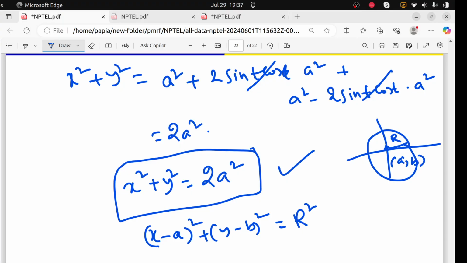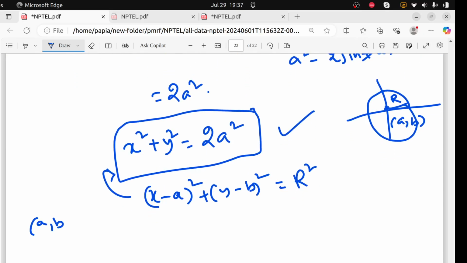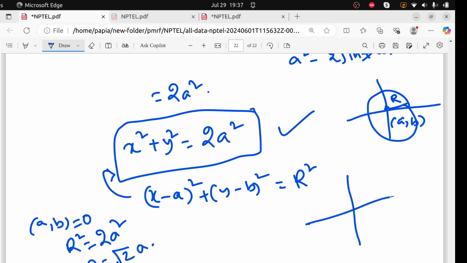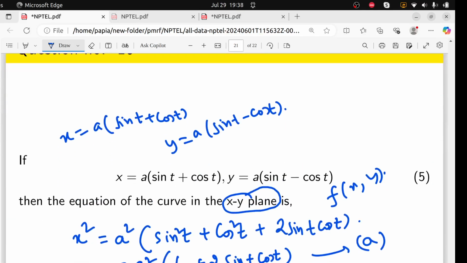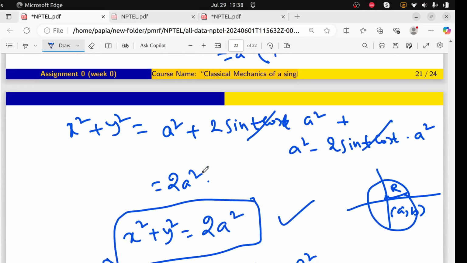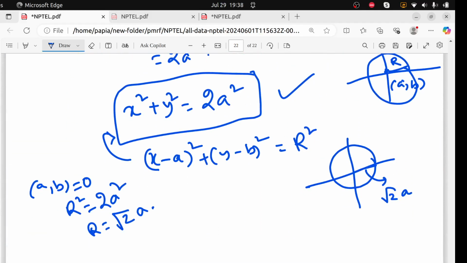So if I simplify or equate these two, then a and b equal 0 and r square equals 2a square. So r will be root 2a. So x square plus y square equals 2a square is nothing but a circle with center at (0, 0) and radius root 2a. This is fine? Yes. Okay. So the equation of the curve in the xy plane is a circle which has its center at the origin and radius root 2a.